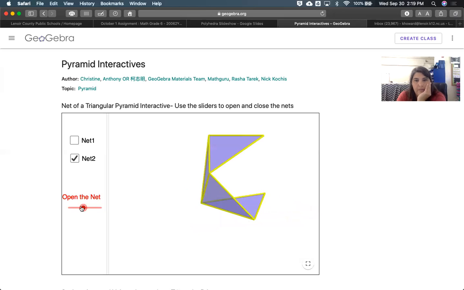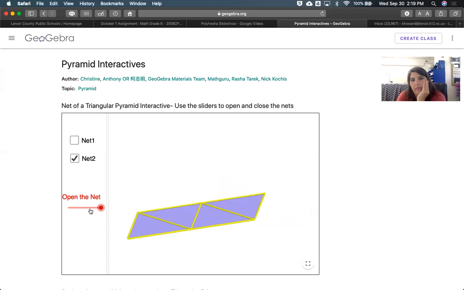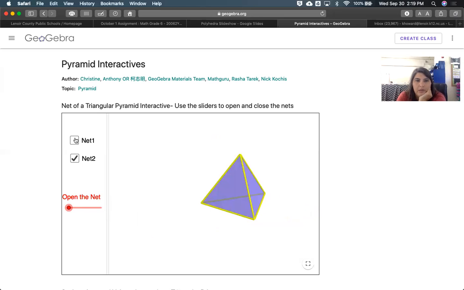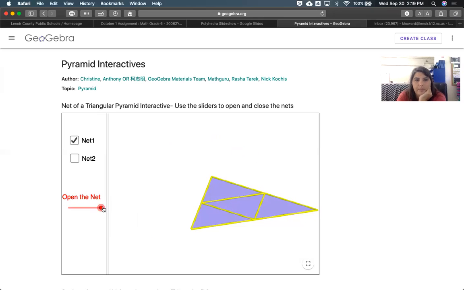There we go. So they've closed it in a different way. But you can see that it's made completely out of triangles. So we know if it's completely made of triangles, it's going to be a pyramid, a triangular pyramid. Here's another net. So it just opens from the top.